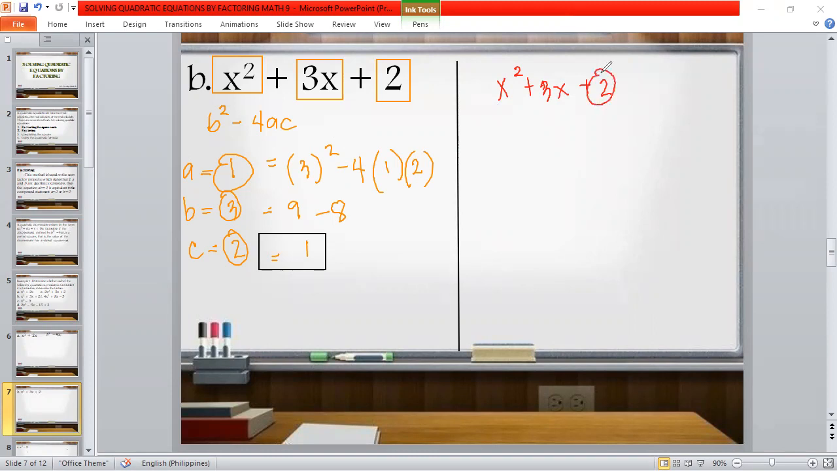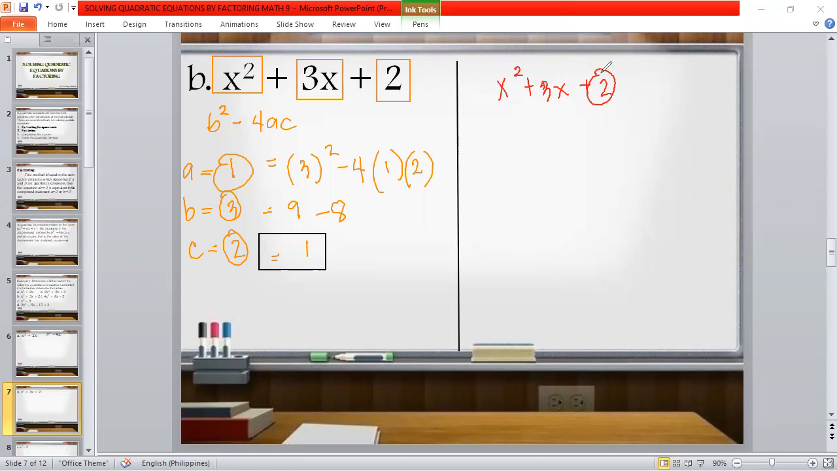Dahil grade 9 students naman na kayo, I'm sure nakabisado nyo naman na po siguro ang ating multiples, ang ating multiplication table. Alam nyo po kung ano po ang factor ng numbers natin. So, what do you think is the factor of 2? Ang factor po ng 2 ay 2 times 1. You don't need to write everything. Ma'am, paano po?